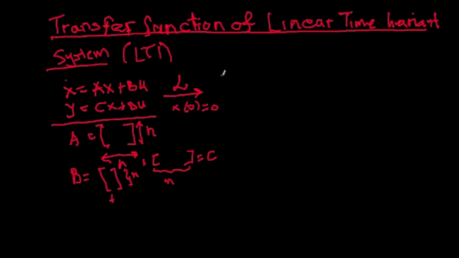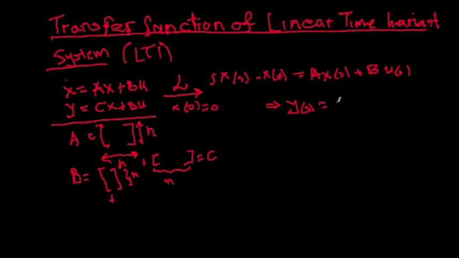Okay, and the transfer function of the system, we will assume initial conditions equal 0, is given as follows. We apply the Laplace transform, we obtain sX(s) minus x0 equals AX(s) plus BU(s), and this finally leads to Y(s), when we apply 0 initial condition, and we obtain C(sI minus A)^-1 B U(s).